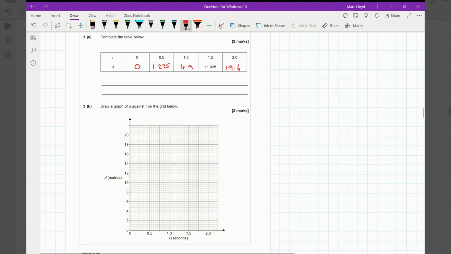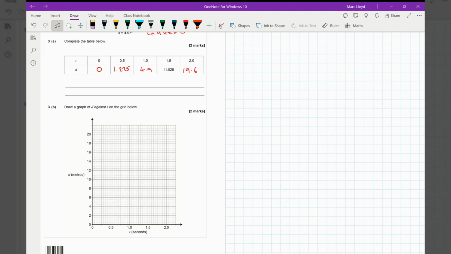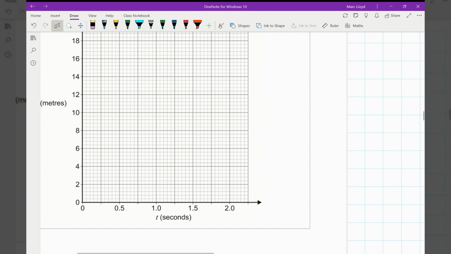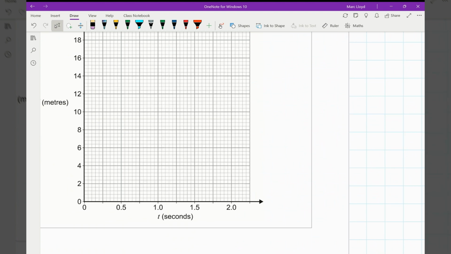Okay, draw a graph of D against T on the grid below. So this wasn't a nice diagram to draw. I'm going to struggle with this, but we've got 0, 0. We've got 0.5 going to 1.22. Now in the middle is 1. So what would each of these represent? Each little square is going to be worth 0.4. So we've got 0.4, 0.8, 1.2.